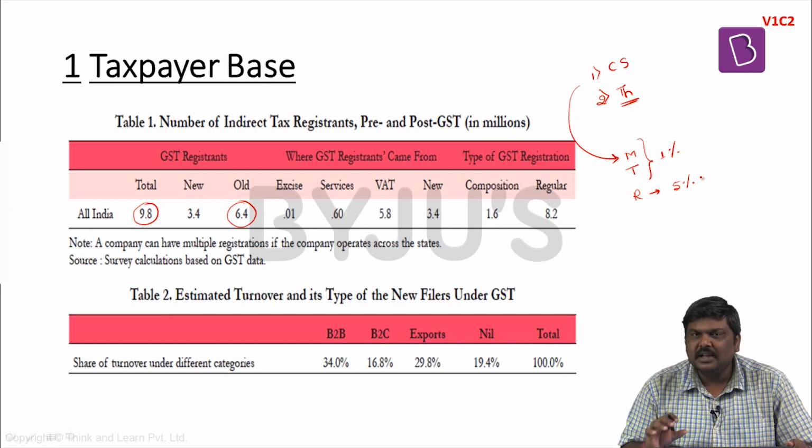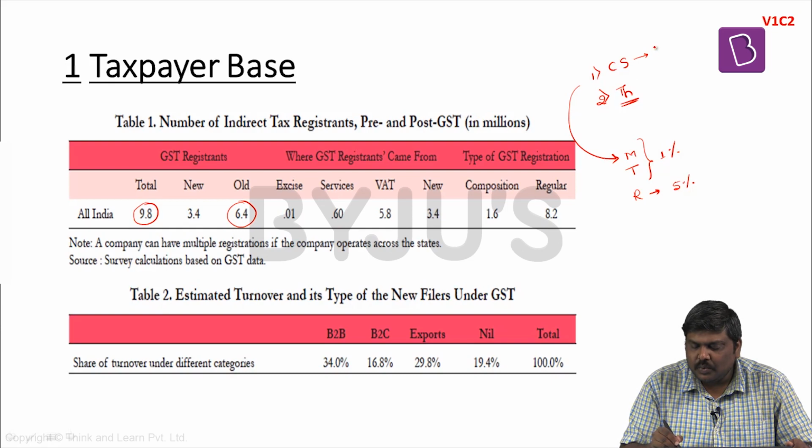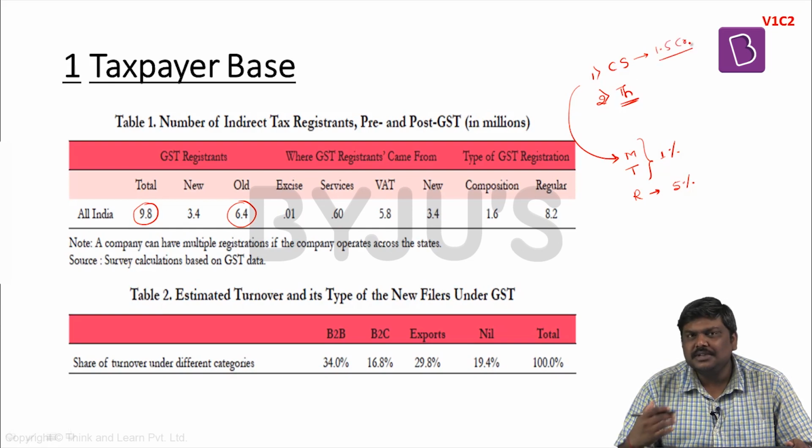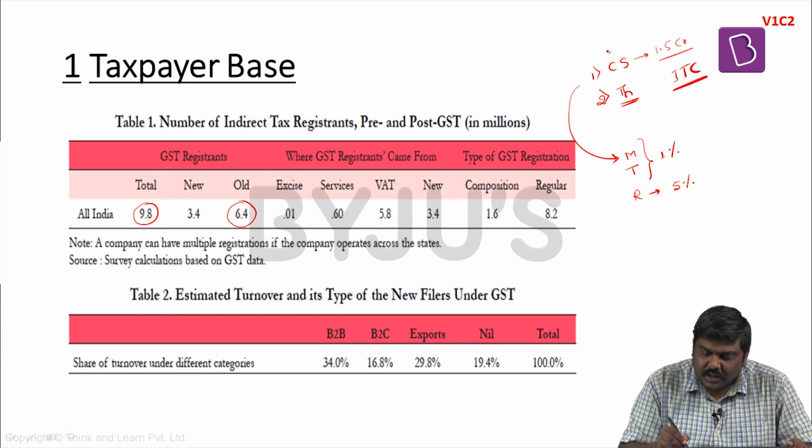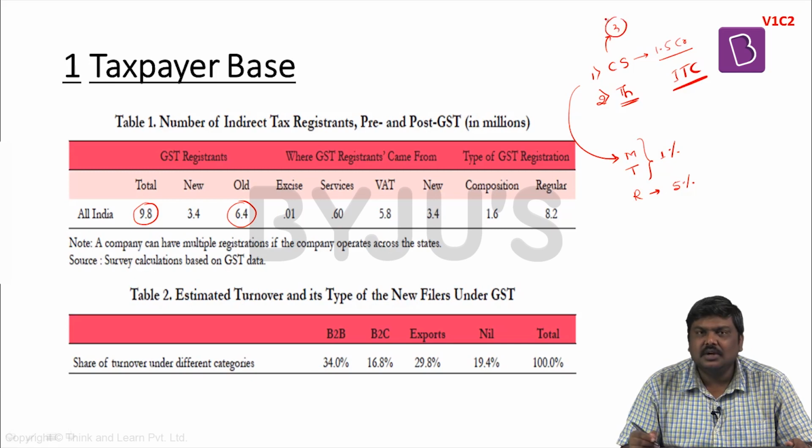Now, this concept has been provided under a composition scheme. Apart from this particular provision, there are other provisions such as the threshold under the composition scheme, that is, the turnover of the firm should not have crossed 1.5 crore, and the composition scheme can be availed only for intrastate sales, and any registrant who has opted for the composition scheme will not be provided with input tax credit. Now, it has been seen that there are more than 3 million registrants who are eligible to opt for the composition scheme.